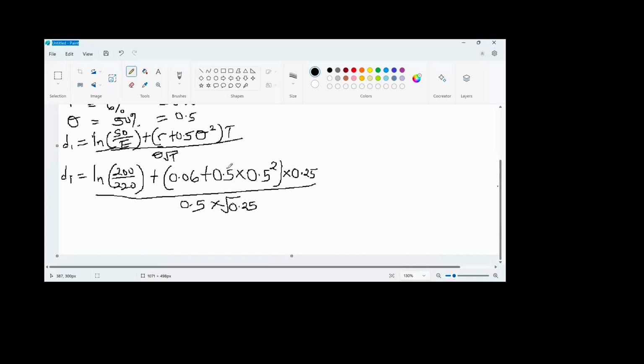Once you are getting that figure, then divide by the figure down, introduce brackets: 0.5 multiplied by root of 0.25. You should have your d1. Your d1 will give you negative 0.1962. Please confirm you have gotten your d1.